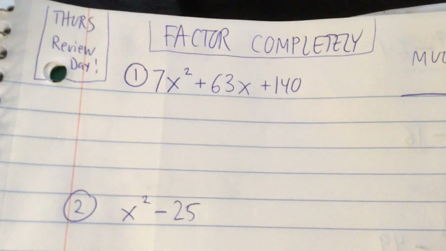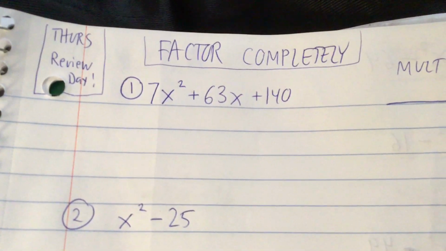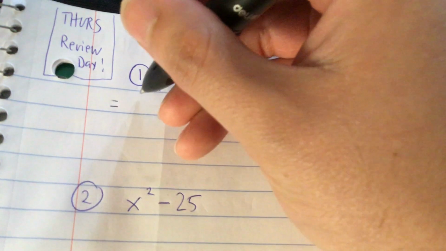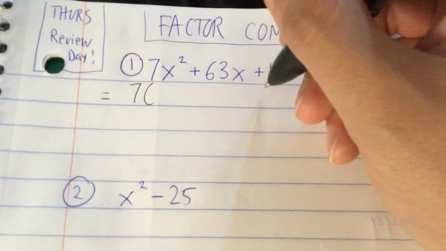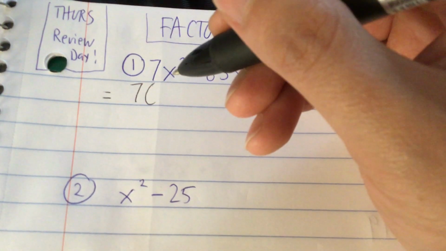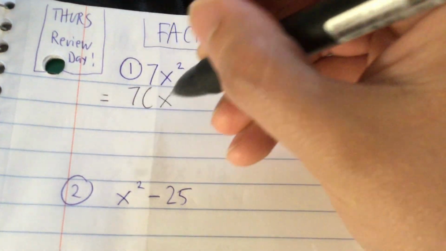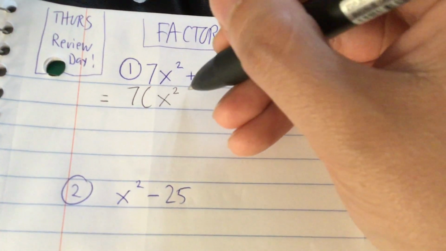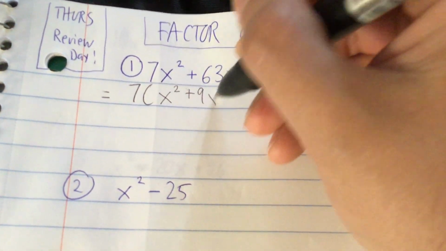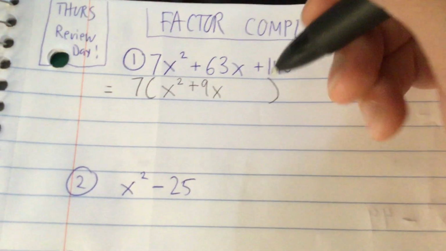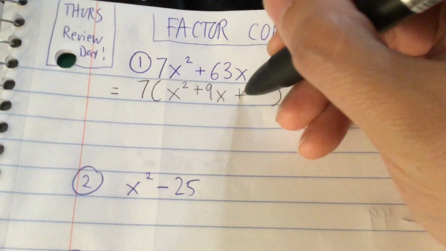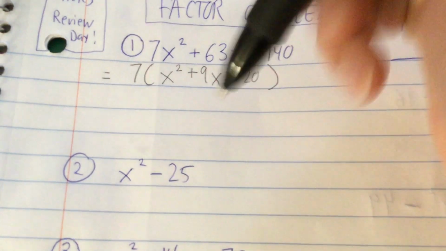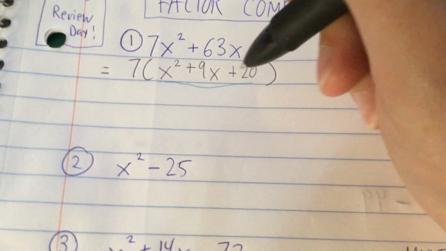First things first. Can I factor something from all three of these terms? Yes. I'm going to factor out the 7. Right? 7 times what is 7x squared? X squared. 7 times what is 63x? 7 times positive 9x is 63x. 7 times what is 140? 7 times positive 20 is 140. Now, I'm not done completely factoring because I need to get this particular part broken down.